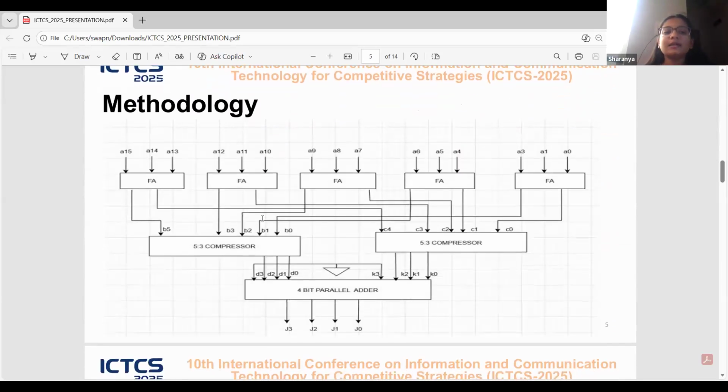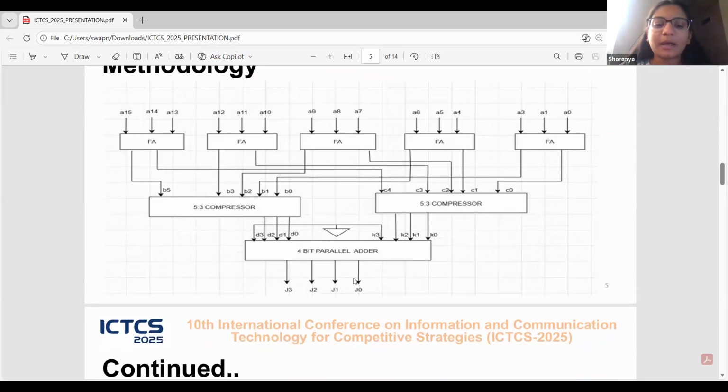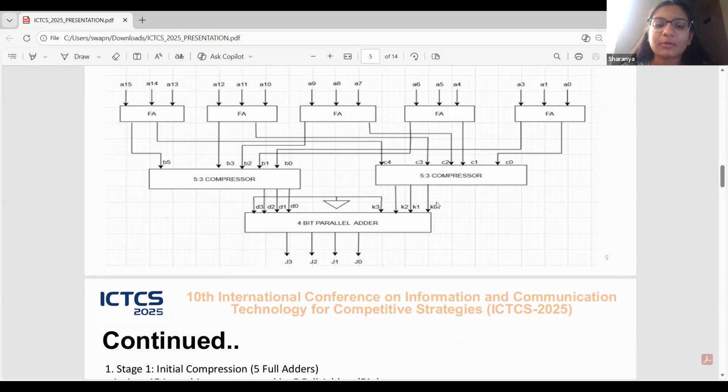The architecture that we have designed is this: in the first stage there are 5 full adders, with a total of 15 input bits, and we also have to design the 5 down to 3 compressor modules. In the second stage there are two 5 down to 3 compressors, and in the third stage there is a 4-bit parallel adder. The sum of all the 5 full adders is given to one compressor, and the carries of the first 5 full adders are given to another compressor module.